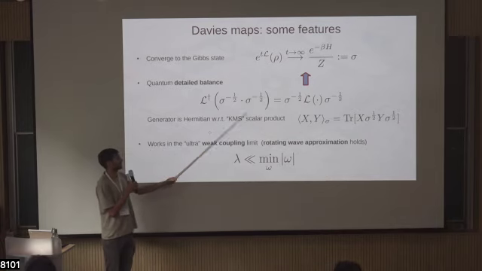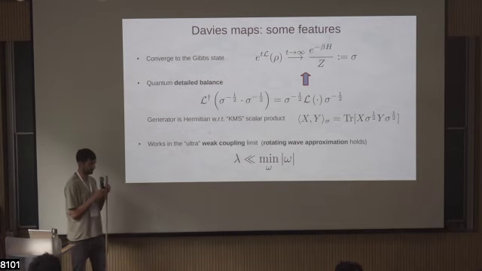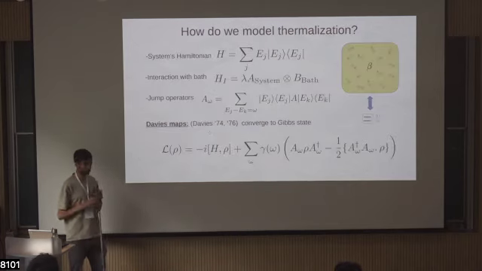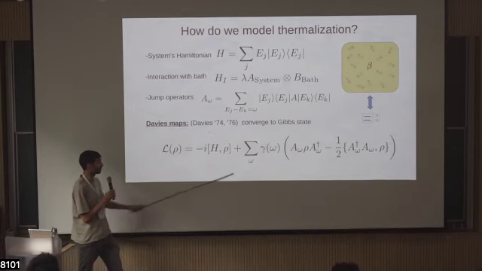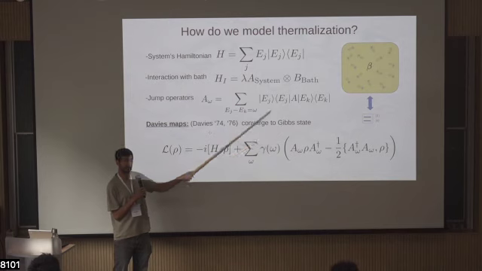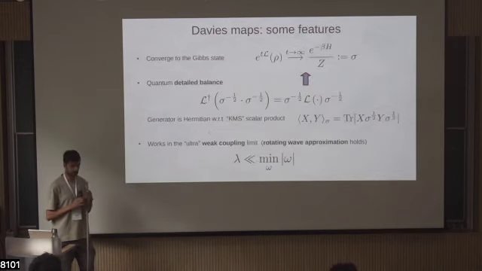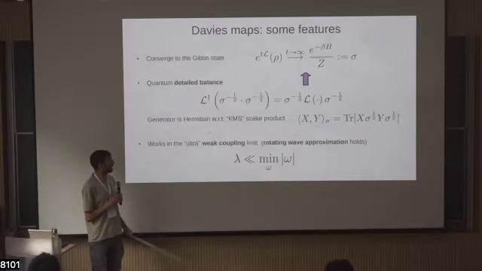This is an important feature of these generators of the Davies dynamics. Essentially it follows from the fact that this master equation has this form with these jump operators, and also from the fact that this comes from a thermal state, so that the bath is thermal. So from these two properties, we have this KMS scalar product.